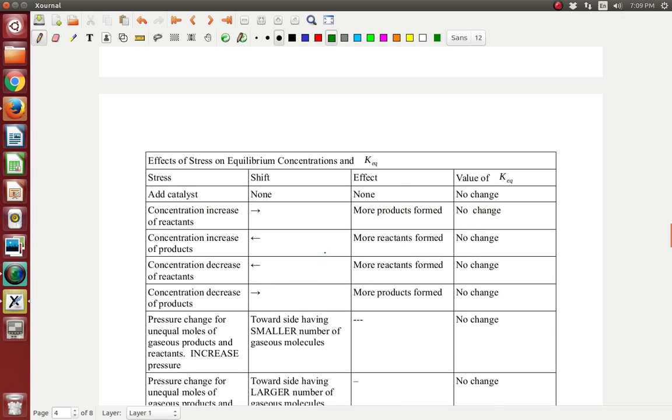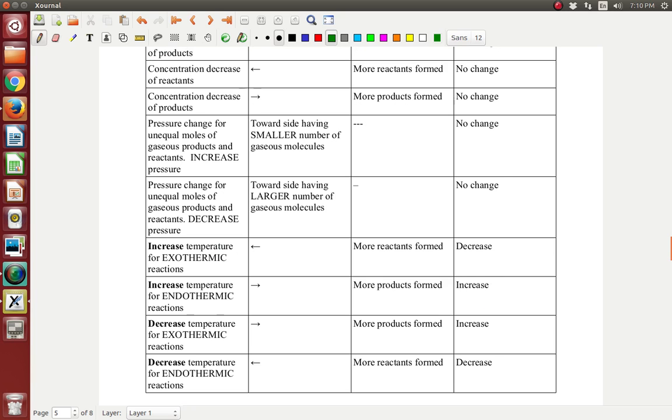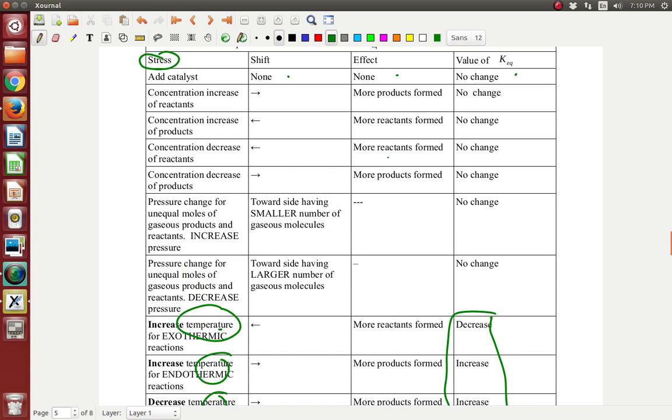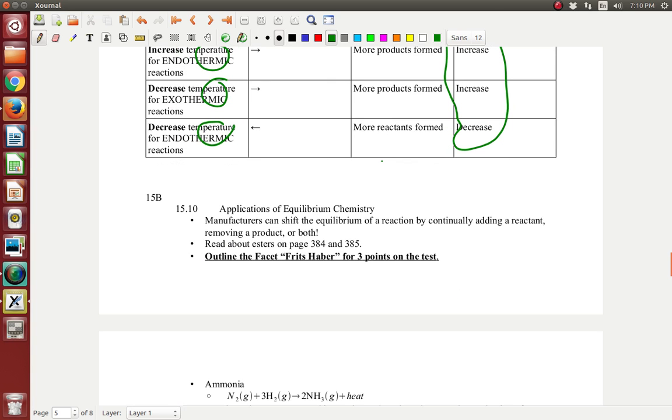All right, now there's this chart right here that shows you what the effects of all the stressors do. This is the stress column and what happens when you add a catalyst. All right, to add a catalyst, there's no shift. And there's no change in the equilibrium constant. In fact, the only thing that changes the equilibrium constant value are temperature changes. Right here. It's the only thing that affects it. And so you need to really understand this chart. We're going to spend a little bit of time reviewing in class and going over this, but use this chart to help you. And this is where we're going to stop for now.